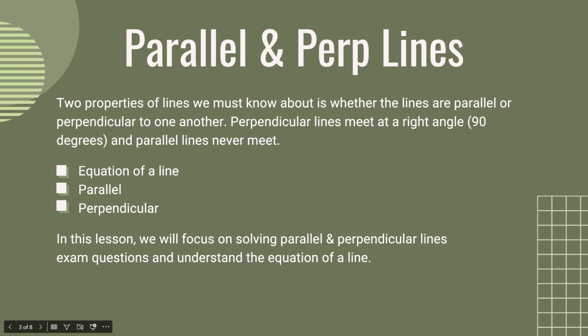So, what are parallel and perpendicular lines? Two properties of lines we must know about is whether the lines are parallel or perpendicular to one another. Perpendicular lines meet at a right angle, 90 degrees, and parallel lines never meet. In this lesson, we will focus on solving parallel and perpendicular line exam questions and understand the equation of a line.